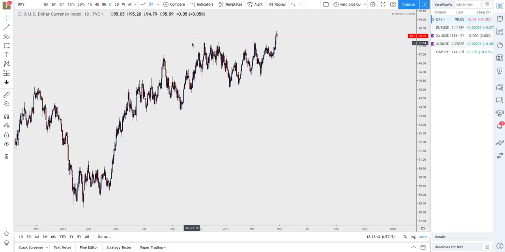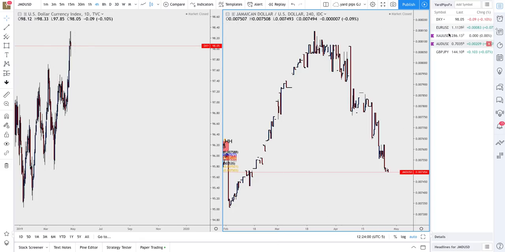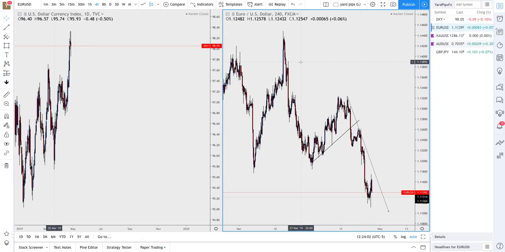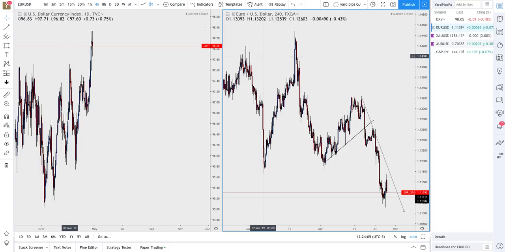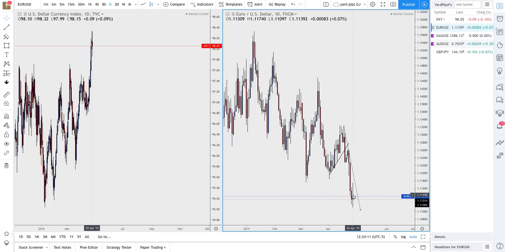So basically, the DXY is an economic health indicator of the United States dollar paired against the other major currency pairs, mainly comprising of euro, right? So what that says is basically when the DXY is going up, euro is going down. When the DXY is going down, euro is going up. See? Simple, right?